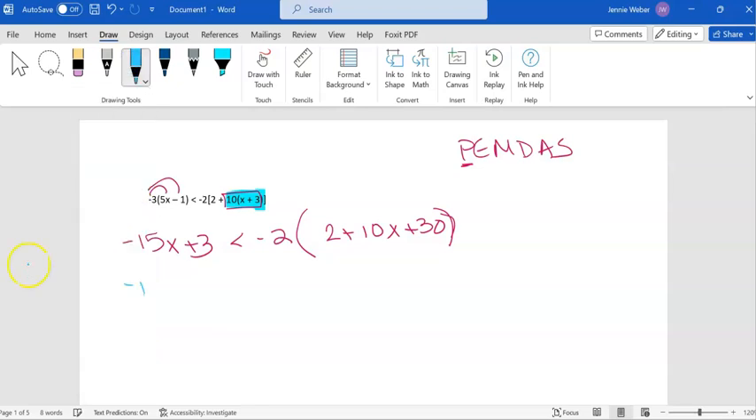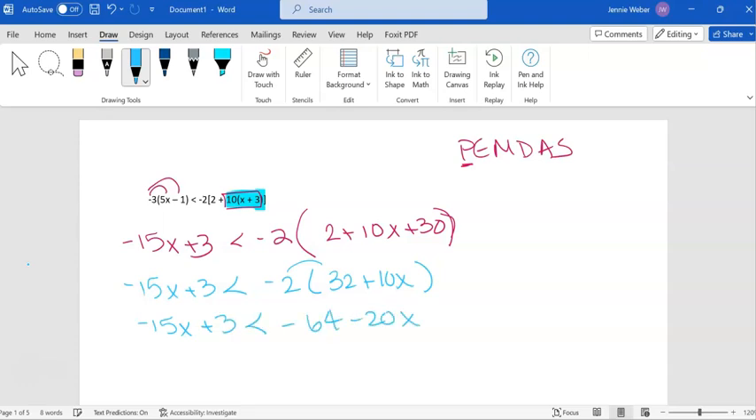So down here, negative 15x plus 3. And then here, this is going to become 32 plus 10x. So what I did is I distributed and then I added in that 2. So now I've cleared my parentheses. I've cleaned up the inside. Now I can distribute. So negative 15x plus 3, negative 64 minus 20x. So at this point, all I've done is clean up.